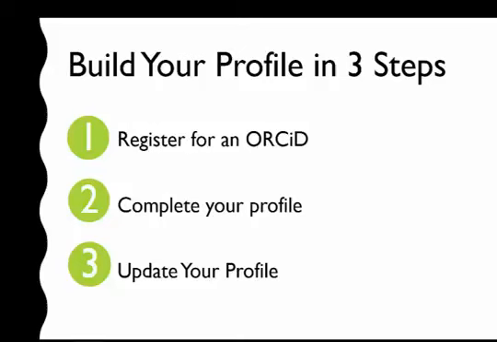Some of the ways that you can use your ORCID ID, again, it's just a 16-digit identifier, is you can add it to your email signature, you can add it to a personal website or blog, you can put it on your resume, and of course you can link it to your Scopus profile.